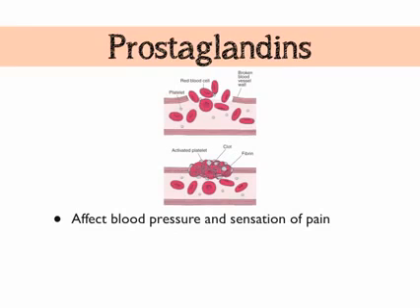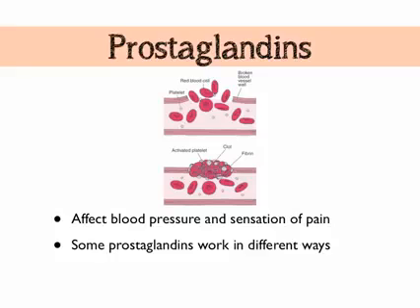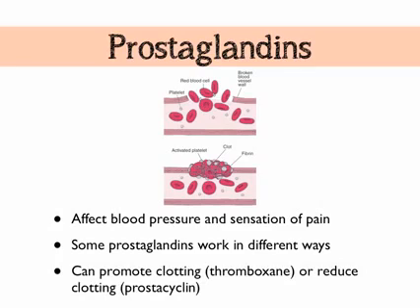So prostaglandins also have a role in blood pressure and the sensation of pain. Some prostaglandins will increase blood pressure and make us feel pain, which is not the most pleasant of things. But some prostaglandins do work sort of antagonistically, or in different ways. They work in opposite ways. The best example of this is blood clotting. So we've got thromboxane, which promotes clotting, and we have another prostaglandin called prostacyclin, which reduces clotting.